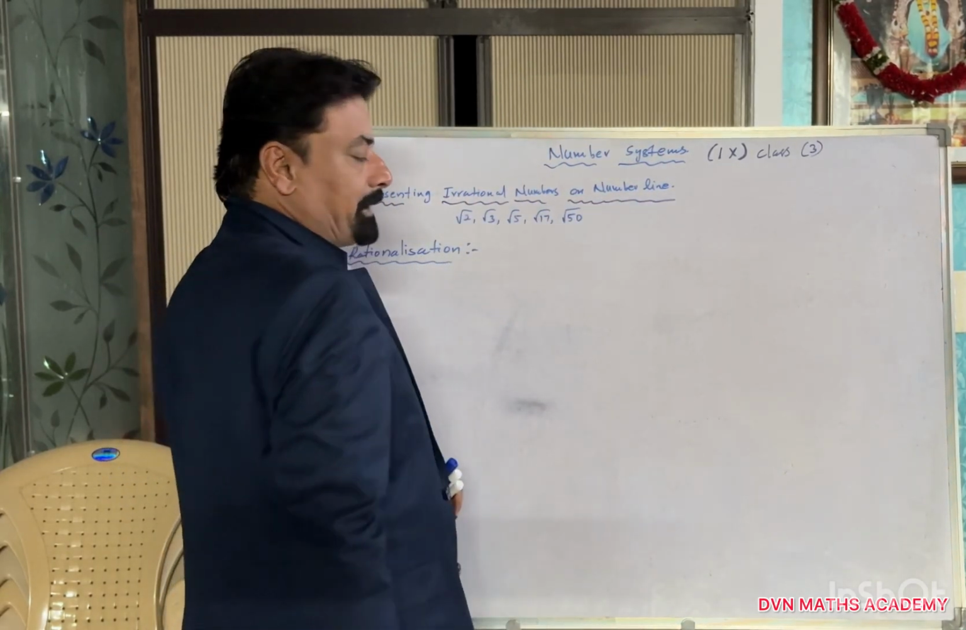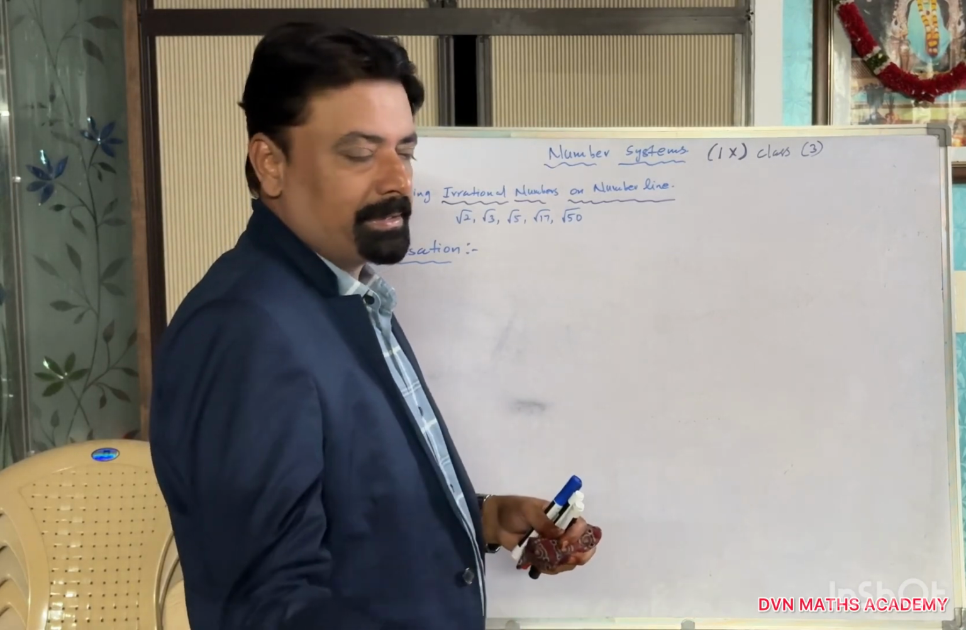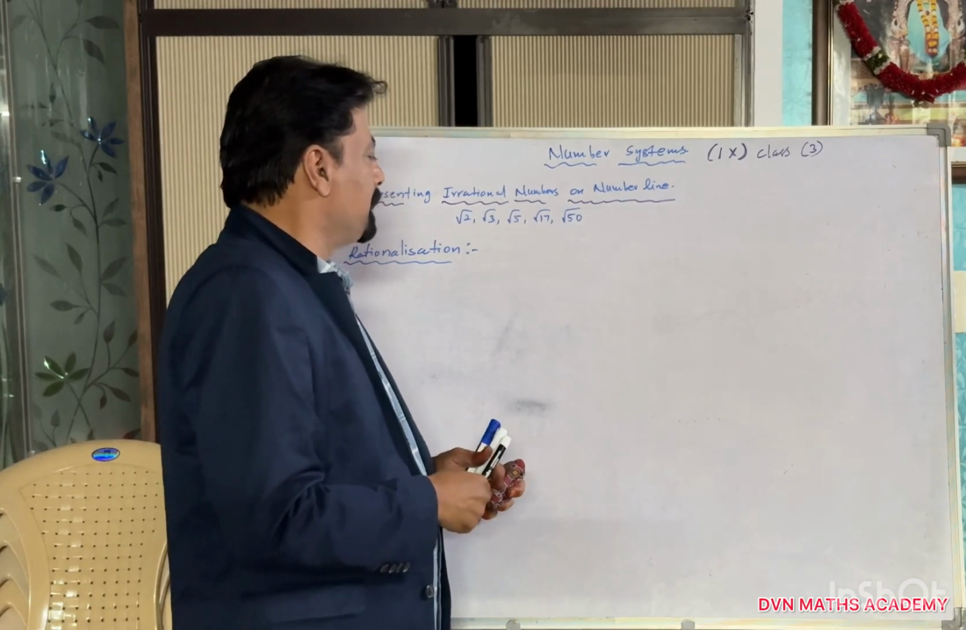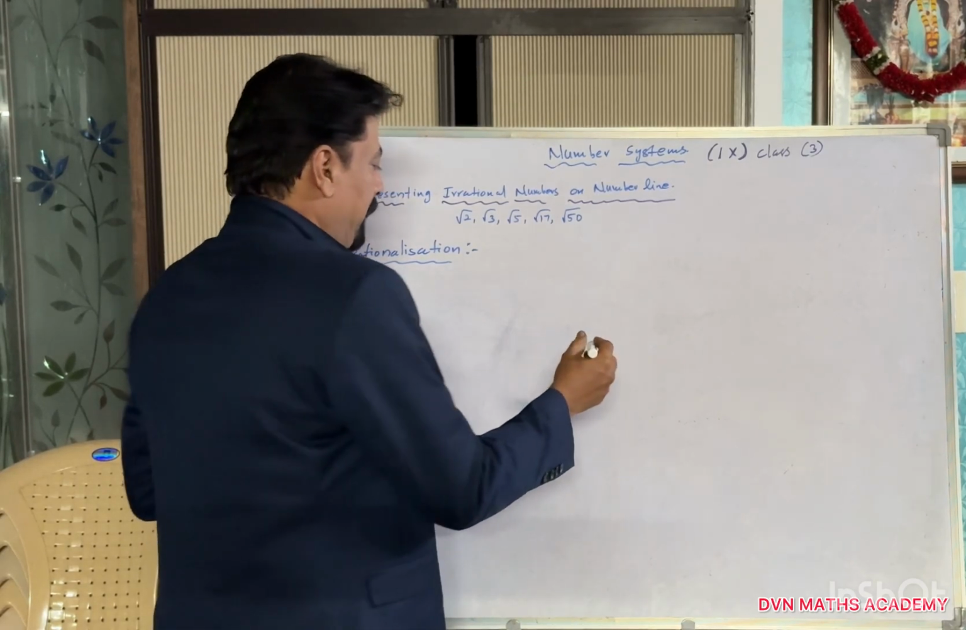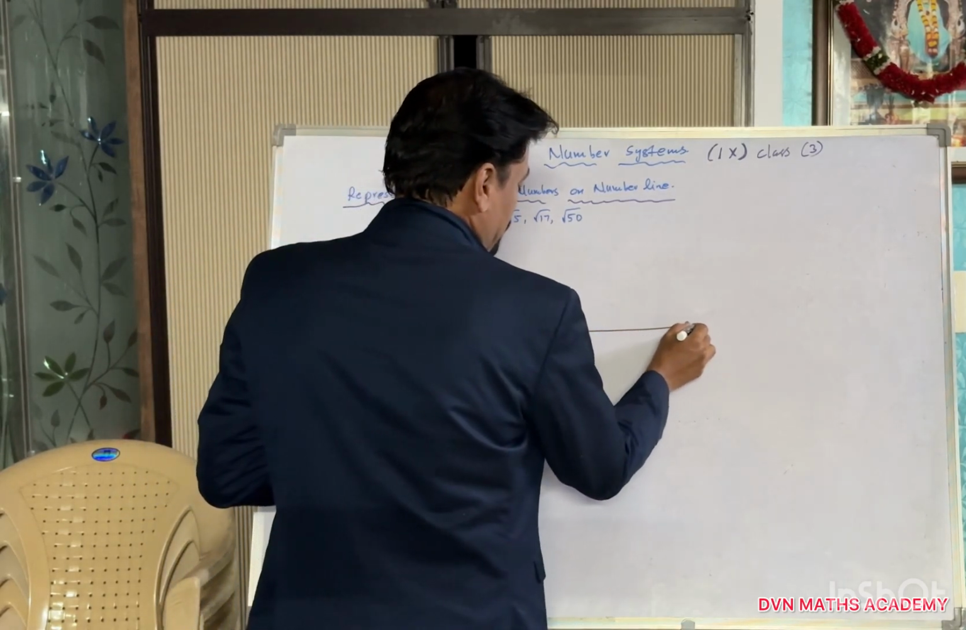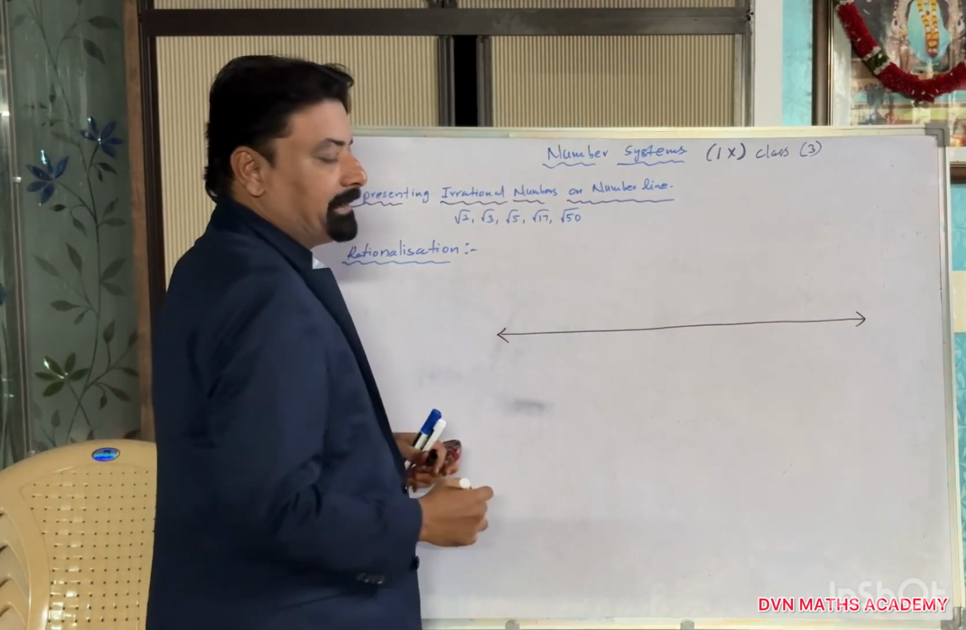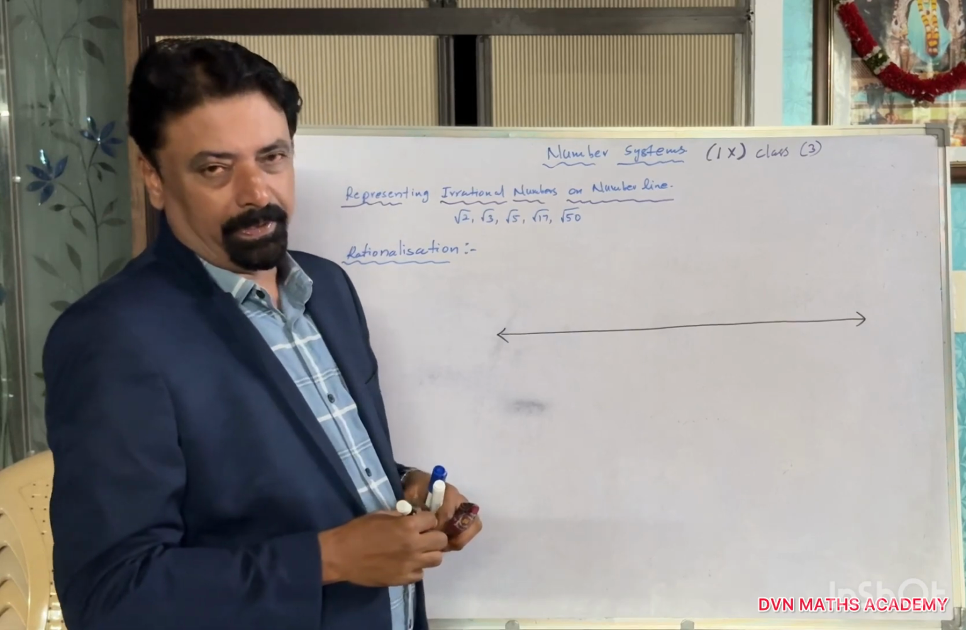This method is given in your textbook as the spiral method, the irrational spiral, but I will simply explain it. For example, you take a number line. This will be a geometrical construction. You want to do this construction by using your geometry box only.